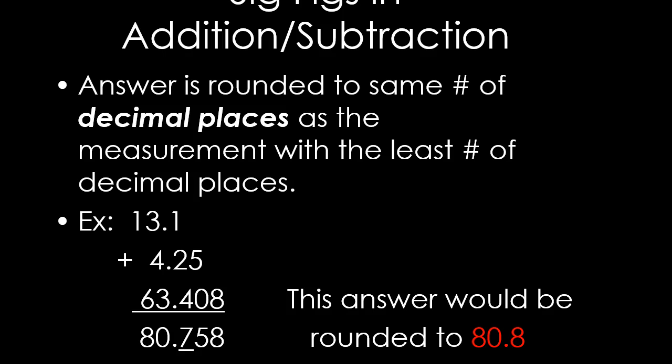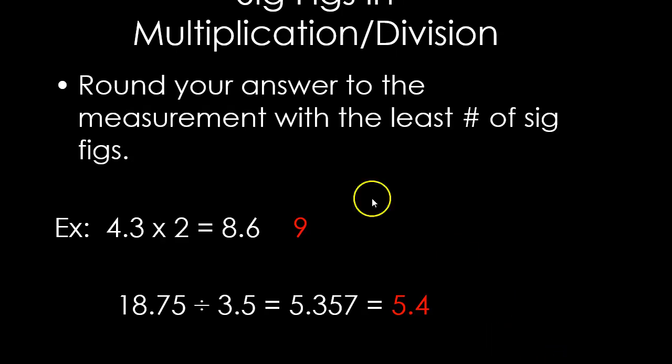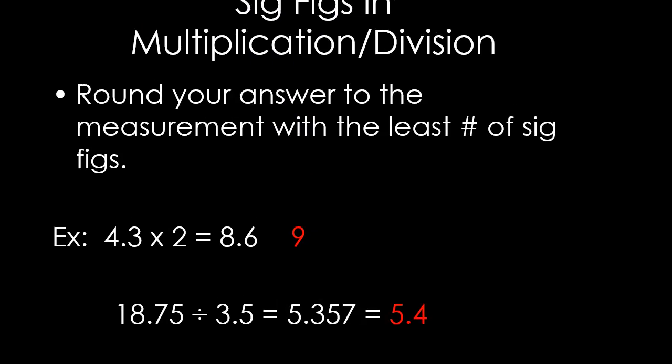So if I do the math, oh, I'm sorry. Then I added another number, 63.408. 1, 2, 3, 4, 5 significant digits. So 3, 3, and 5. What's the least amount of significant digits? 3. My answer has to be rounded to 3 significant digits. So even though I get my answer in 5 significant digits, 80.758, they're not all significant. We have to round it to 3 digits. It would be 80.8.